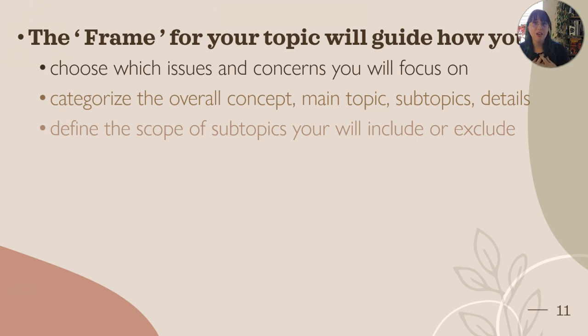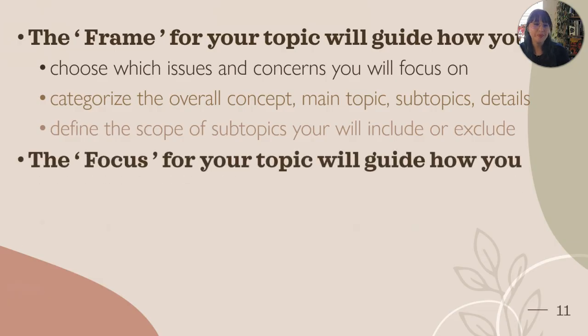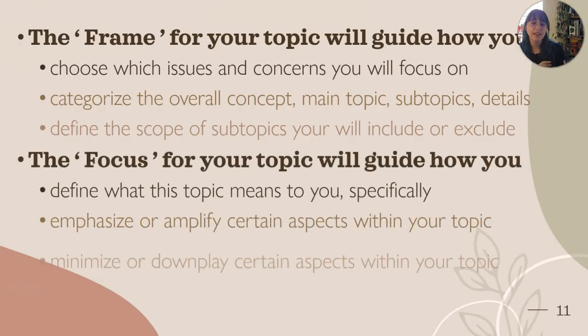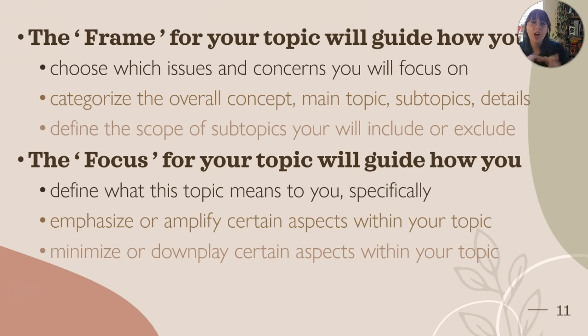So for me, when I choose this topic, here's what I want to include. And what that means is here are all of the things that I'm going to exclude. These are all of the other details and topics that are related, but we're going to set those aside for someone else to deal with so that I can really narrow in on my chosen details. The focus for your topic will help to guide and define what this topic means to you specifically. So different people will take the same topic, focus in on different areas depending on their own perspective.